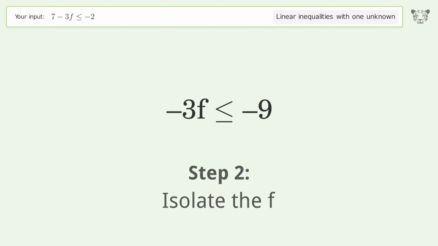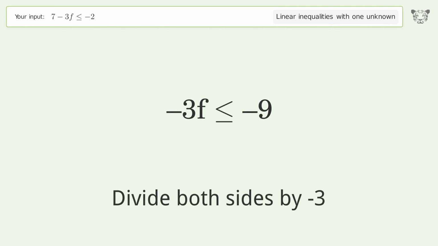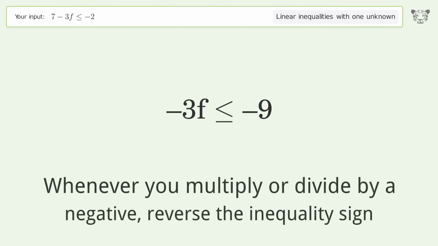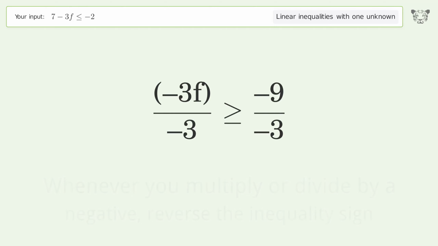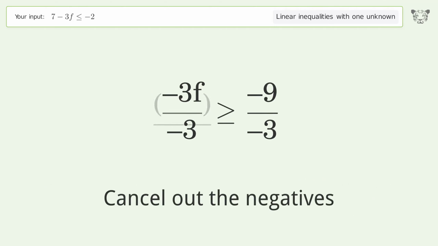Isolate the f. Divide both sides by -3. Whenever you multiply or divide by a negative, reverse the inequality sign. Cancel out the negatives.